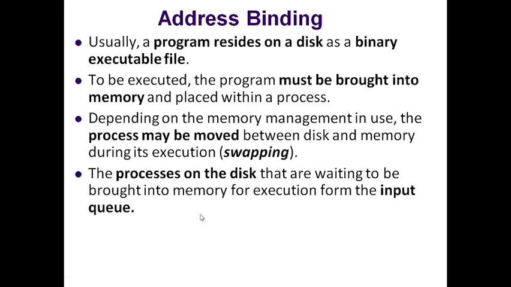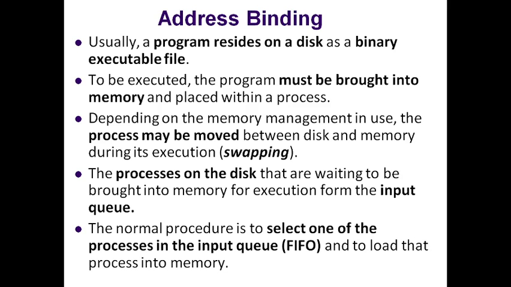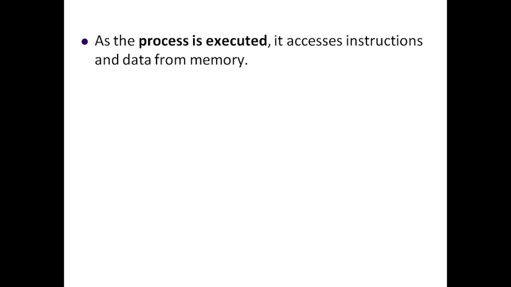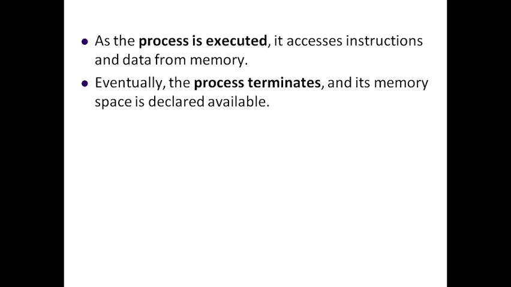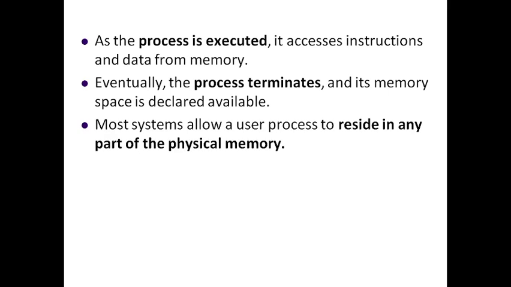The processes on the disk that are waiting to be brought into memory for execution form a queue. This is the queue of the long-term scheduler. The long-term scheduler has to make a selection out of the processes to be moved into the main memory. Normally FIFO is good enough for making that selection. As the process is executed, it accesses instructions and data from memory, and then finally the process terminates. So this is the cycle of a process execution.